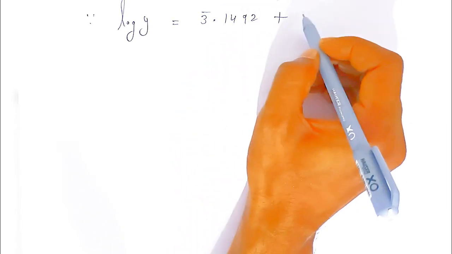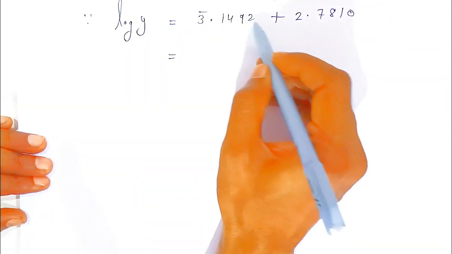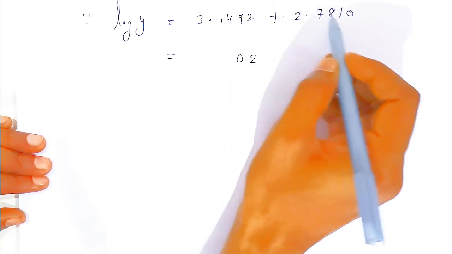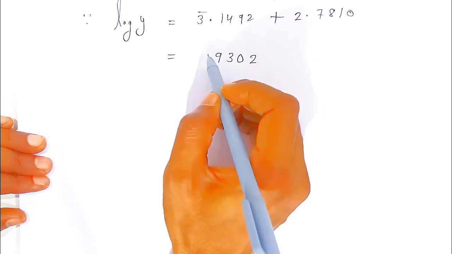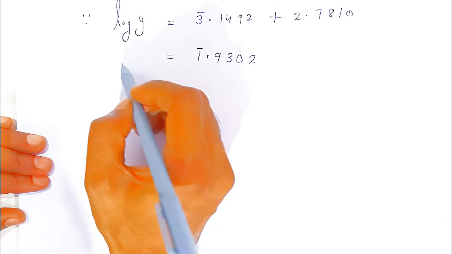plus 2.7810. Now when you add, what happens? 2 plus 0 will be 2, 9 plus 1 will be 10, 4 plus 8 is 12 plus 1 is 13, 1 plus 7 is 8, and it becomes 9. The decimal will be as it is. Now this is minus 3 and this is plus 2, so it will be minus 1.